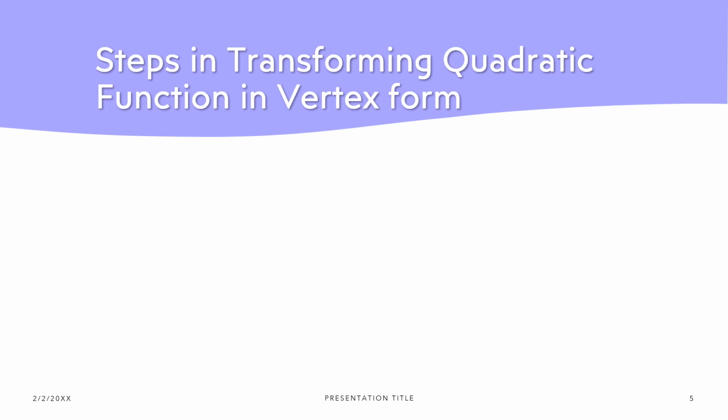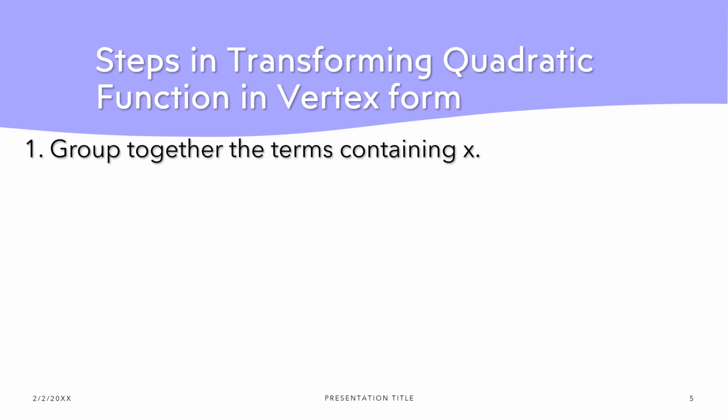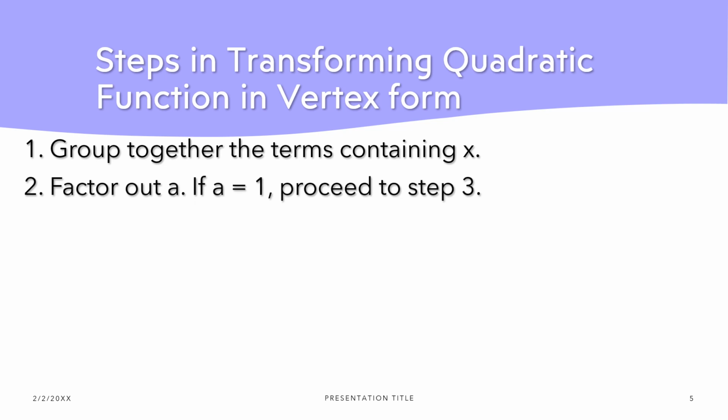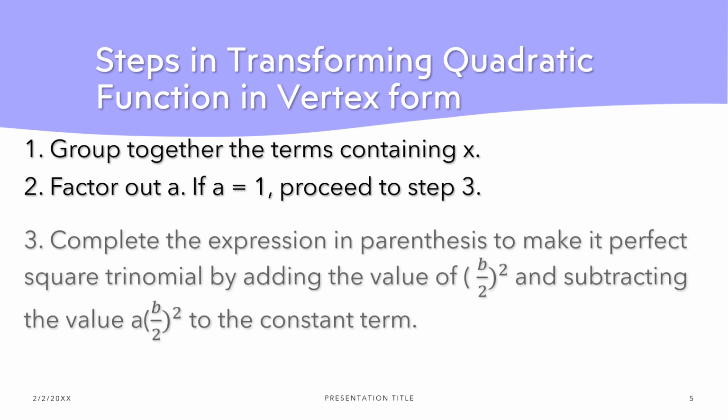Steps in transforming quadratic function in vertex form. Step 1. Group together the terms containing x. Step 2. Factor out a. If a is equal to 1, proceed to step 3.